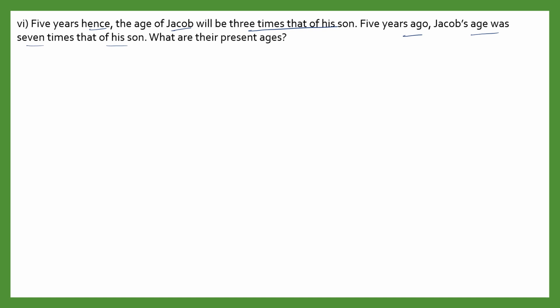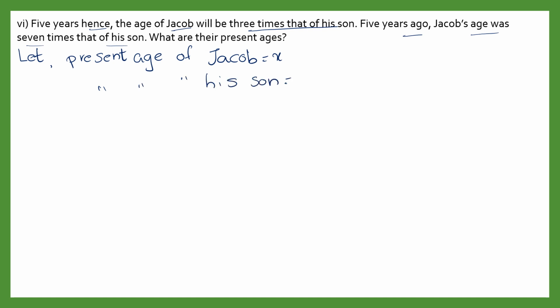So, let us consider the present age of Jacob as x and the present age of his son is y. So Jacob's present age is x and Jacob's son's present age is y. They are telling that 5 years hence. Hence means from now. That means after 5 years.